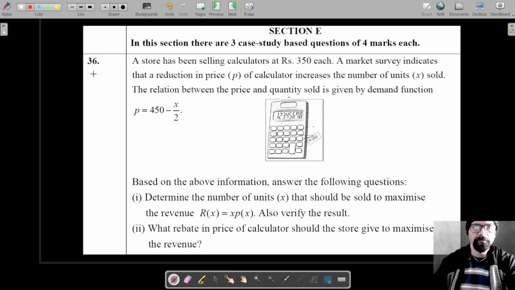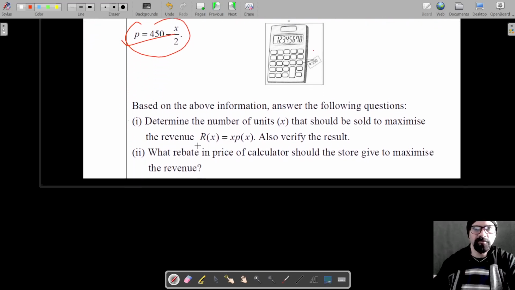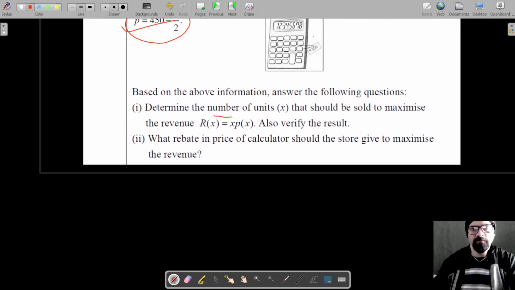Okay, for question number 36, that is section E. In this section, there are three case study based questions of 4 marks each. And the first one says that a store has been selling calculators at rupees 350 each. A market survey was conducted which shows that the reduction in price P of a calculator will increase the number of units X sold. The relation between the price and the quantity is given by the demand function. Based on the above information, we have to determine the number of units so that the revenue is maximum.